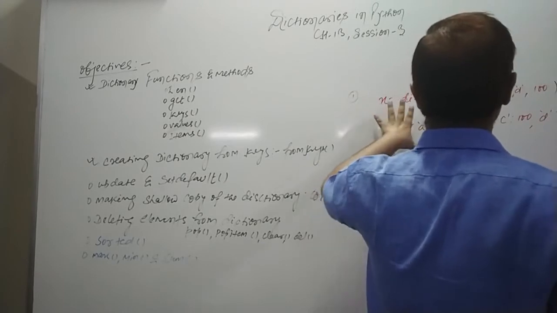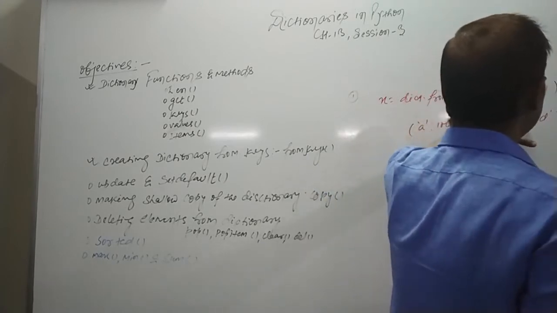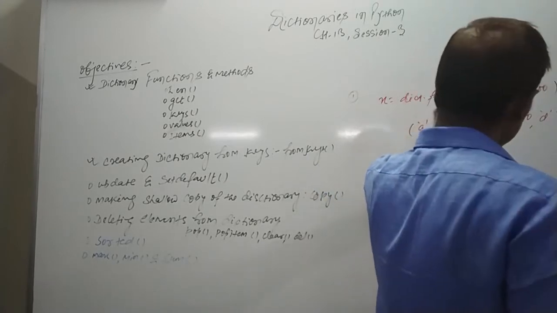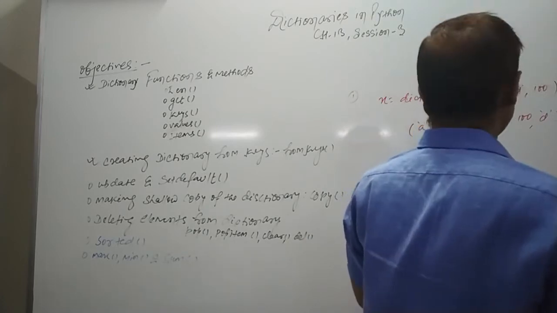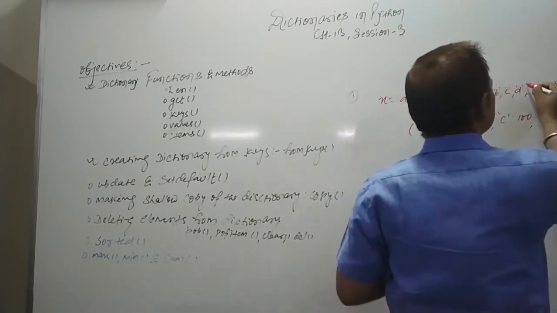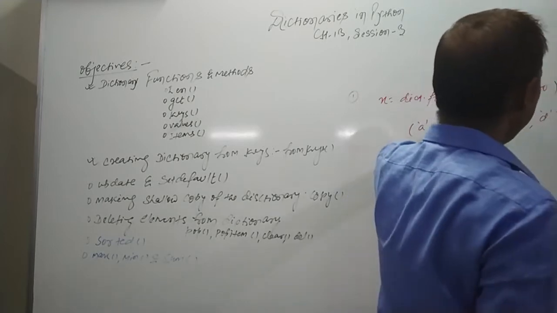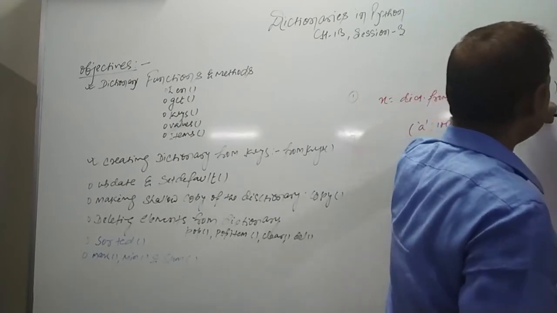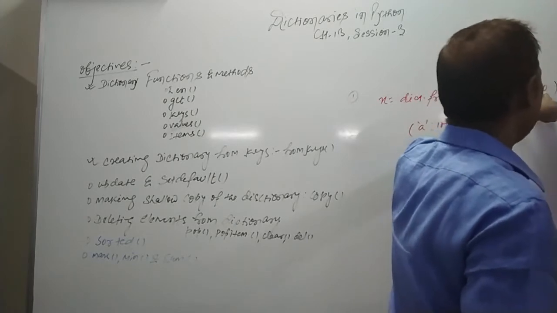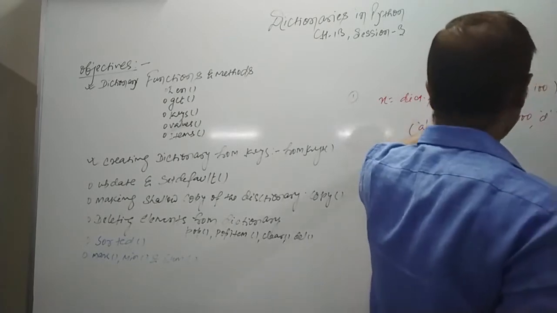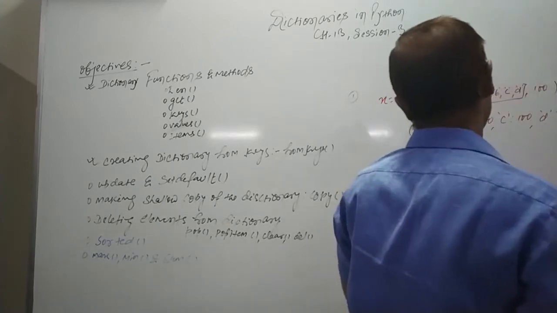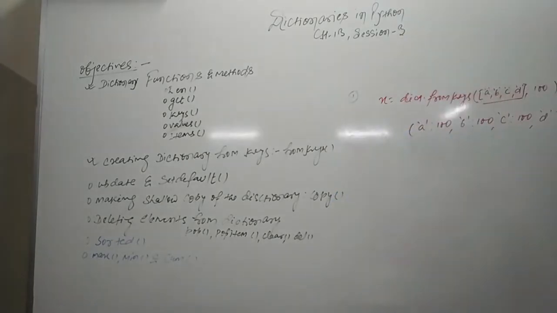So x equal to dict.fromkeys, and under the bracket you have to pass a list here, keep that in mind. So this will be in the form of a list, and then every element of that list will get the same value, that's why comma 100. This is one application of fromkeys. Is it clear?